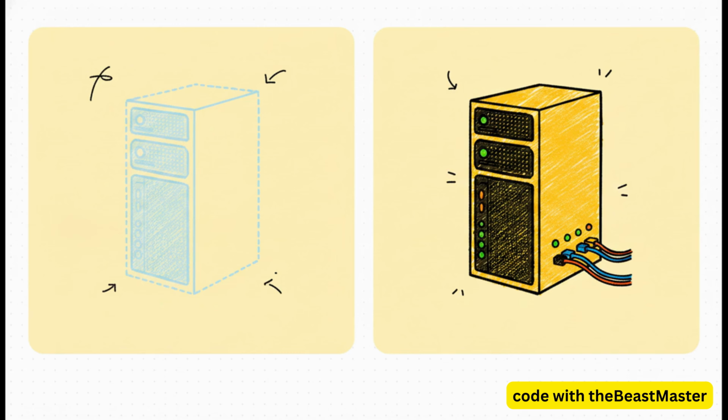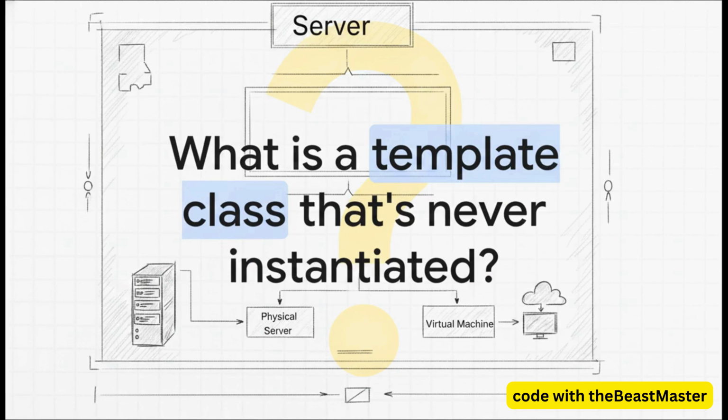Then contrasting that, we have concrete classes. These are the actual physical or virtual records you're creating in the database. They are the leaf nodes at the end of the branches, representing real world assets you can touch or log into, like a specific physical server or a virtual machine.